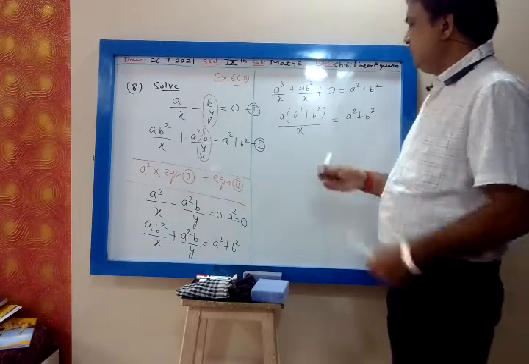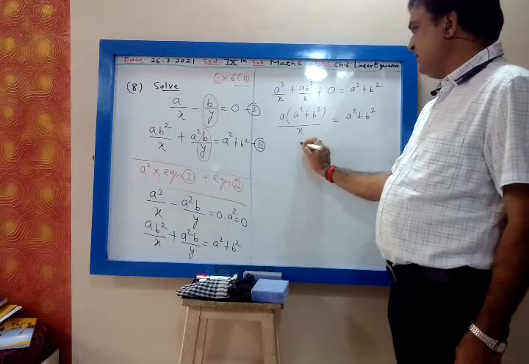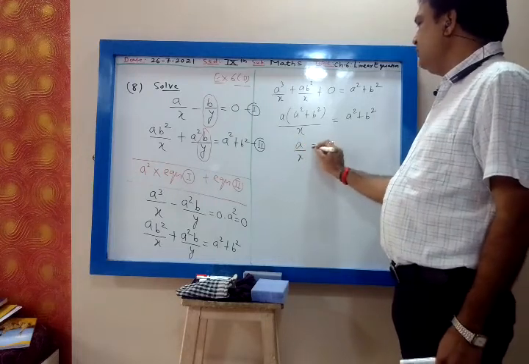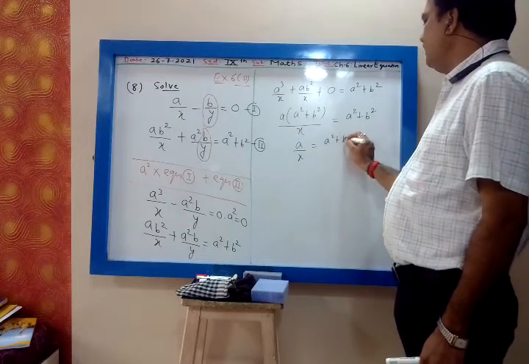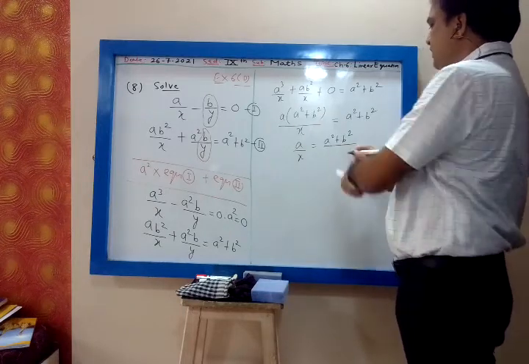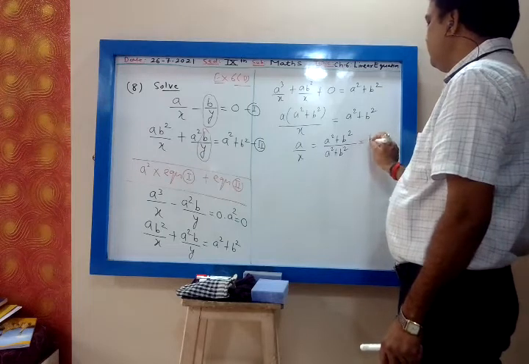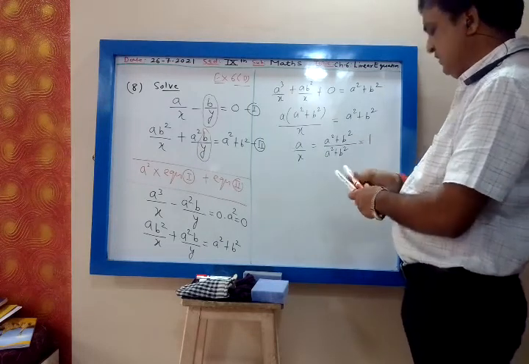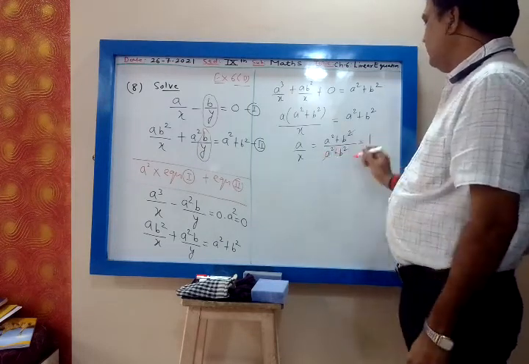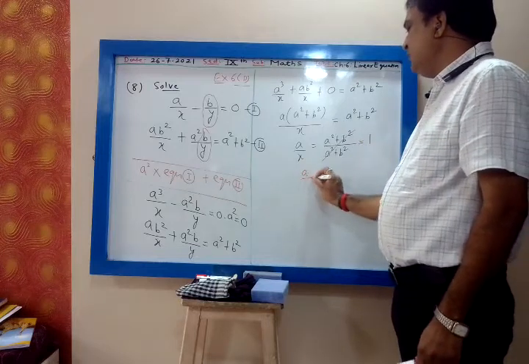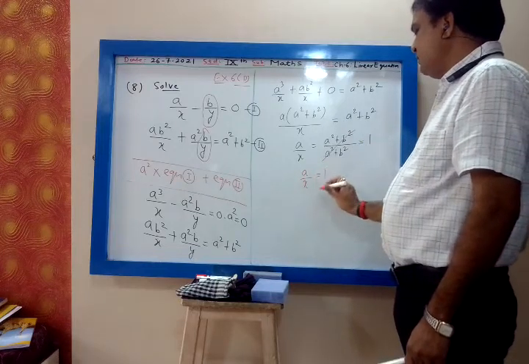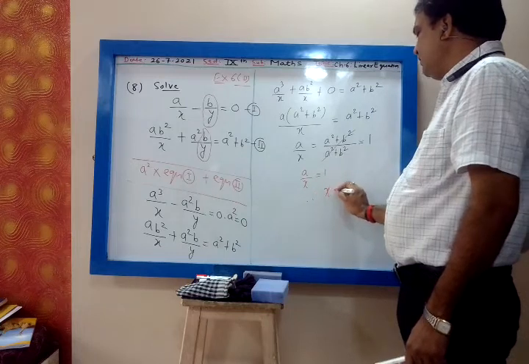Yes. So you will get a by x is equal to a square plus b square. This will go in the denominator, a square plus b square. A square plus b square get cancelled. What is left? 1. So you will get a by x is equal to 1. So cross multiply, you will get x is equal to a.